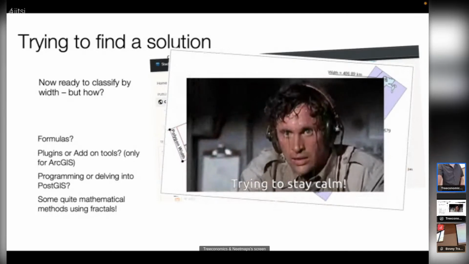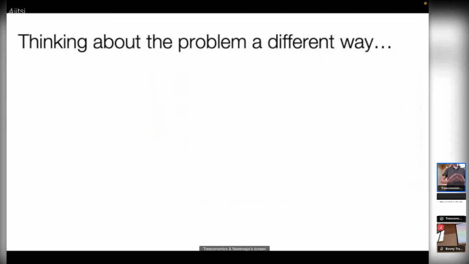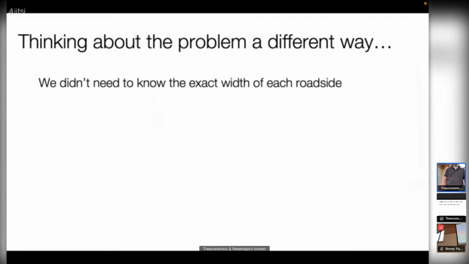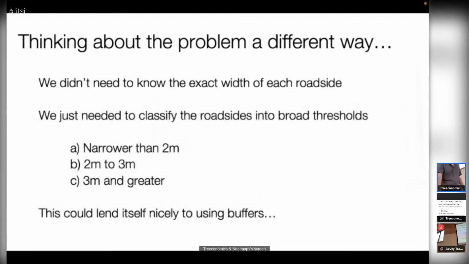So I then thought about the problem in a different way, or I took a step back and tried to keep calm about it, and realised that we didn't actually need to know. I didn't need an all singing, all dancing thing saying the pavements are exactly this wide at exactly this place. We just needed to break it down and classify it into broad thresholds as dictated by the client. So where they were narrower than 2 meters, where they were between 2 and 3 meters, and where they were greater than 3 meters. And that would do us really.